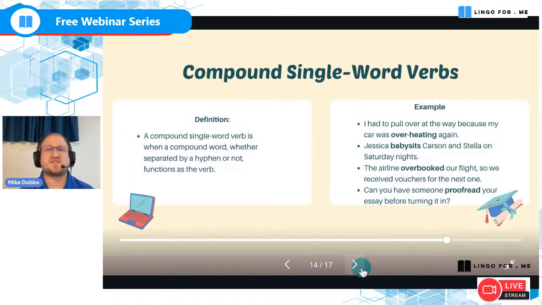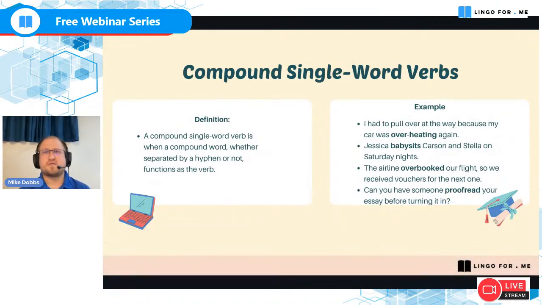We'll go to the next compound verb form, and that is compound single word verbs. A compound single word verb is when a compound word, whether separated by a hyphen or not, functions as a verb. Before this point, we talked about the three different forms of compound words: open, closed, and hyphenated. And they're always different.